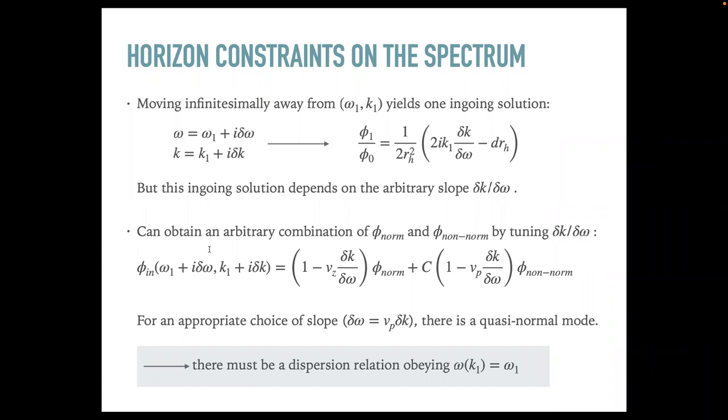What this argument shows is that there has to be a quasi-normal mode passing through this special point in Fourier space where both solutions are incoherent. Okay, and this gives me a constraint that there must be a dispersion relation passing through this point omega 1 and k 1 in Fourier space.